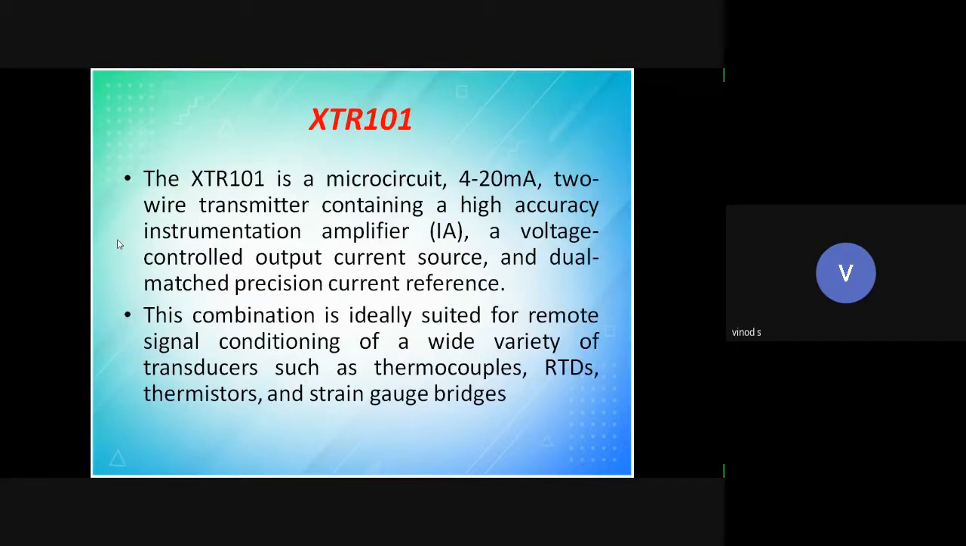So it's a microcircuit, 4 to 20 milliamp, two-wire transmitter containing a high accuracy instrumentation amplifier, a voltage-controlled output current source, and a dual matched precision current reference. This combination is ideally suited for remote signal conditioning and a wide variety of transducers such as thermocouples, RTDs, thermistors, and strain gauges. Thermocouple, when there is a difference in temperature, it will try to identify it.